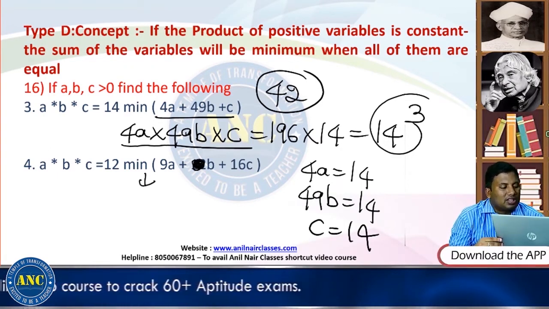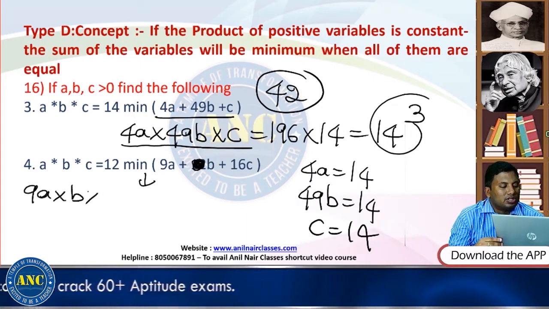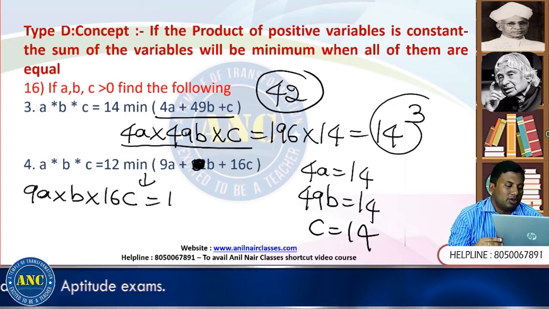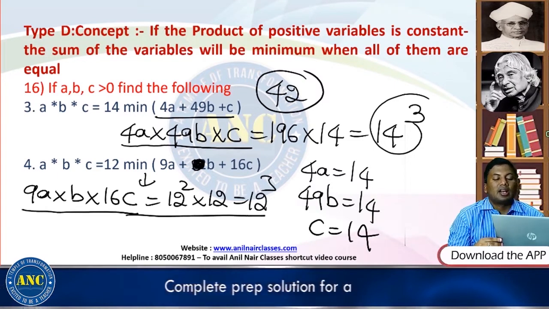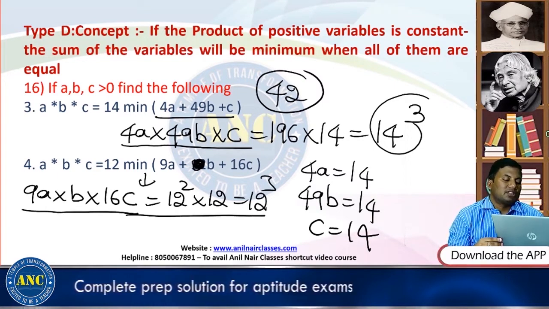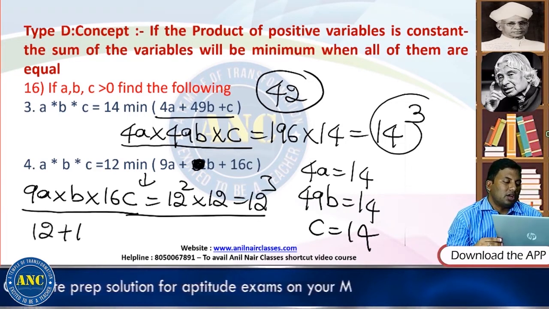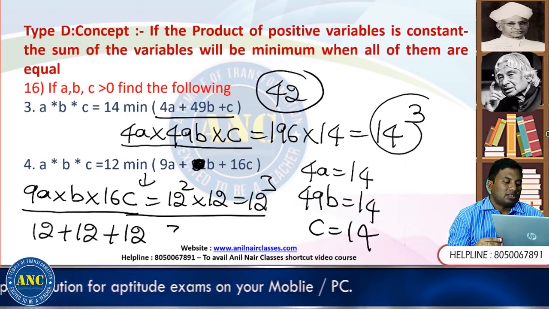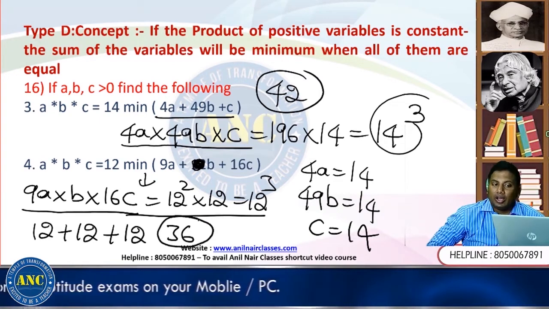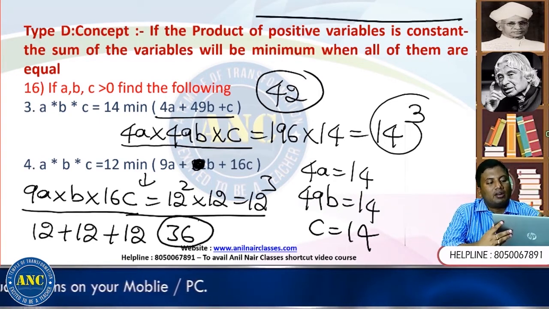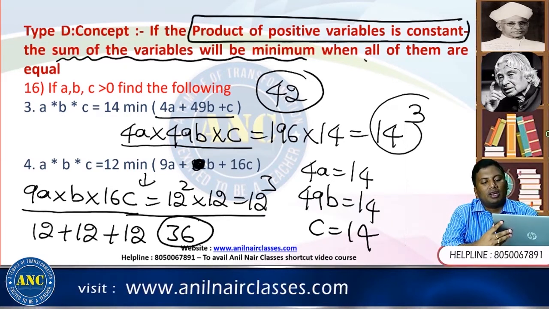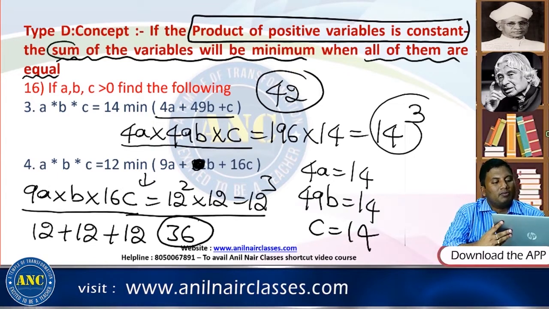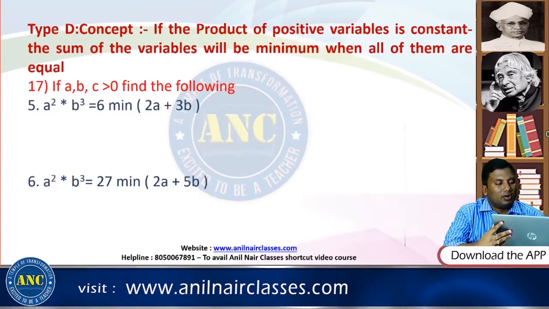So sum of these three, 9A into B into 16C, which is nothing but 12 square into ABC, is 12 cube. Product of these three is constant, that means sum of this will be minimum when the variables are equal. 12 plus 12 plus 12. Answer for this question is 36. I hope the idea is clear. If the product of the positive variables is constant, sum will be minimum when the variables are equal. I hope it is clear.